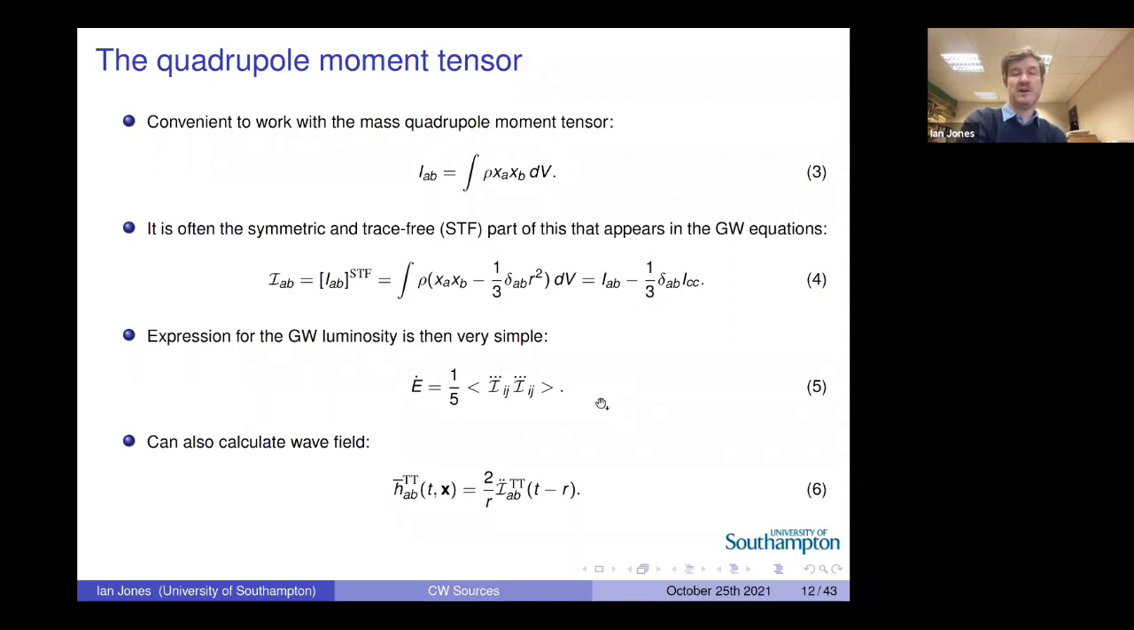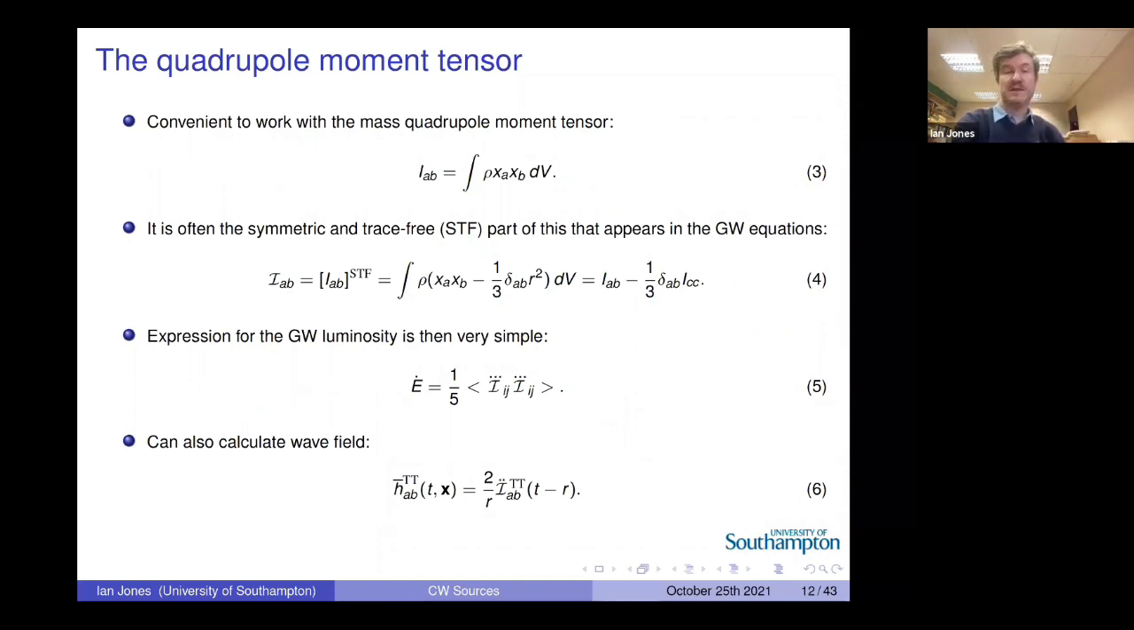This is the formula, equation 5, for the gravitational wave luminosity. I've put units where G and c are 1 here. It depends on basically the square of the third time derivative of this trace-reduced quadrupole moment tensor. So that's something that I'm sure you're familiar with, and it's something that you can compute for a binary system quite straightforwardly to get its gravitational wave luminosity.